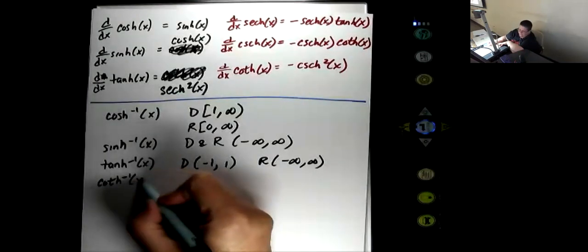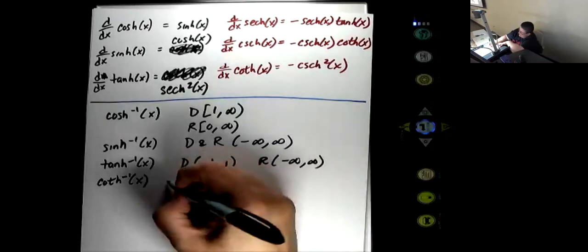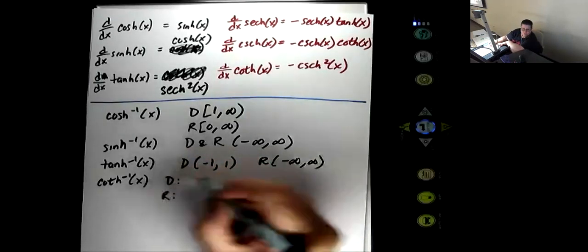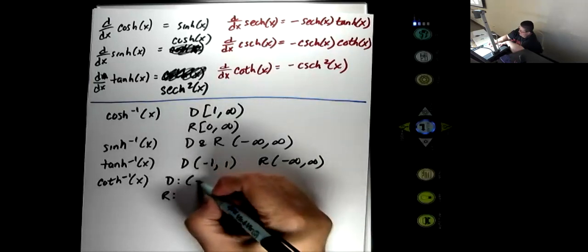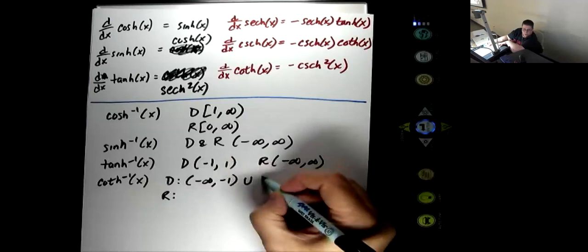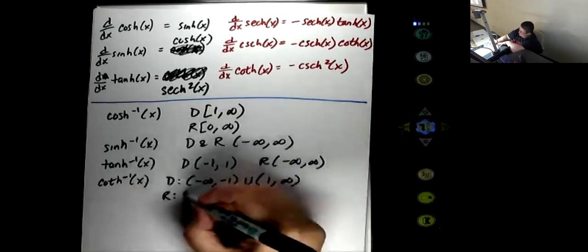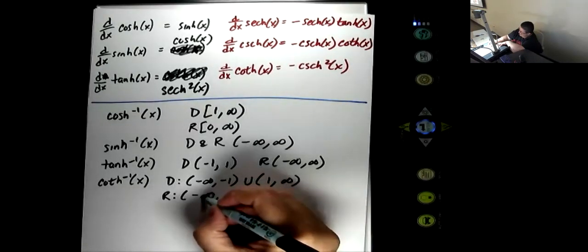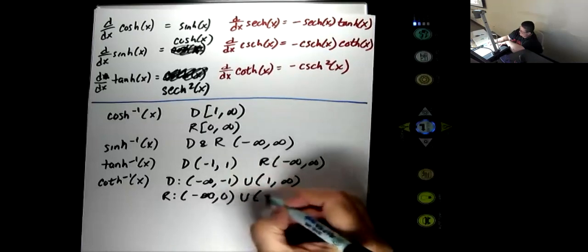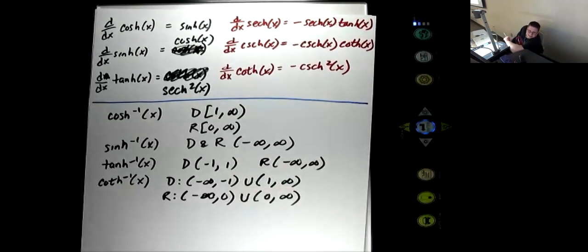Hyperbolic cotangent inverse has a fun domain and range. They both have unions in them. The domain is negative infinity to negative 1 in union with 1 to infinity. And the range is negative infinity to 0 in union with 0 to infinity. That's crazy. The only spot the range does not exist for hyperbolic cotangent inverse is at 0, because these don't include 0 right here.